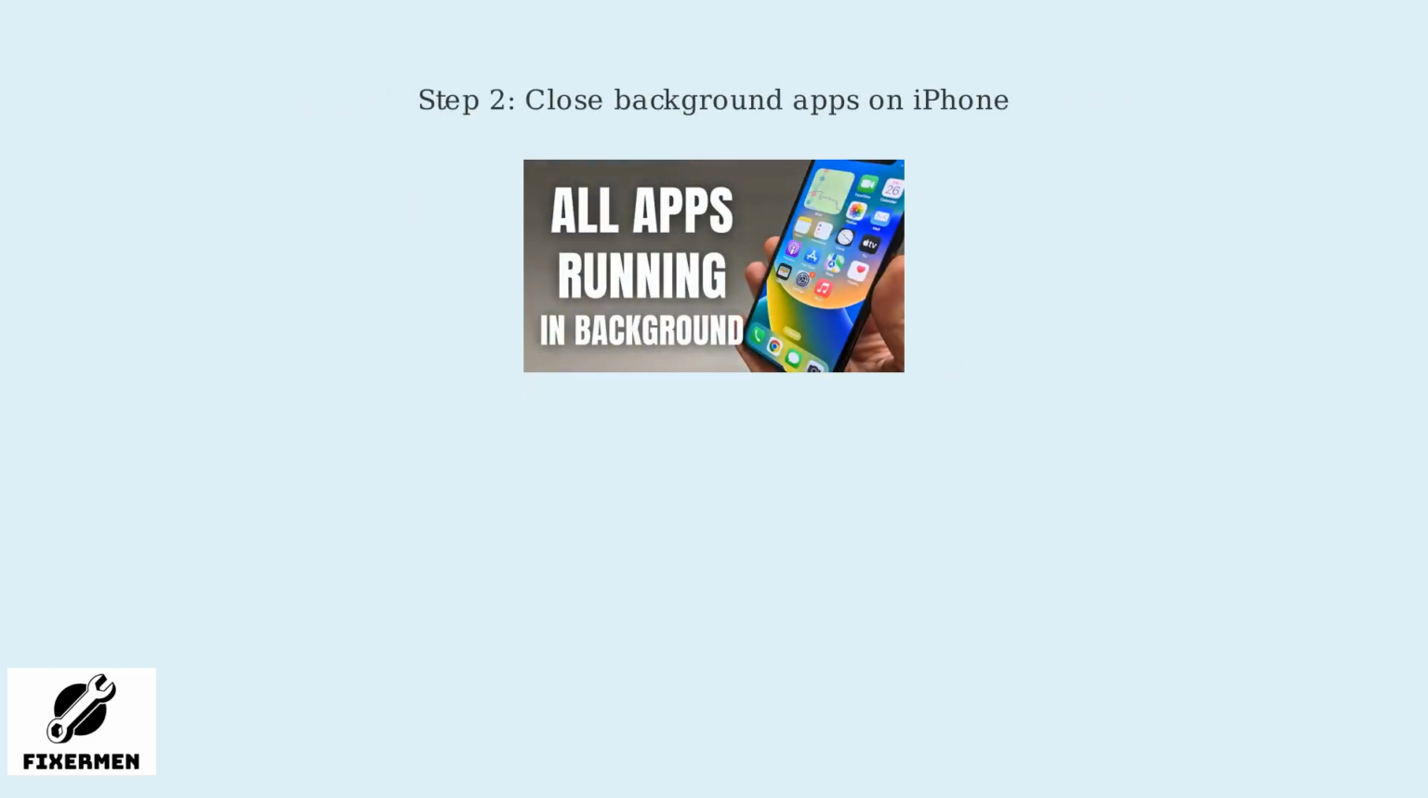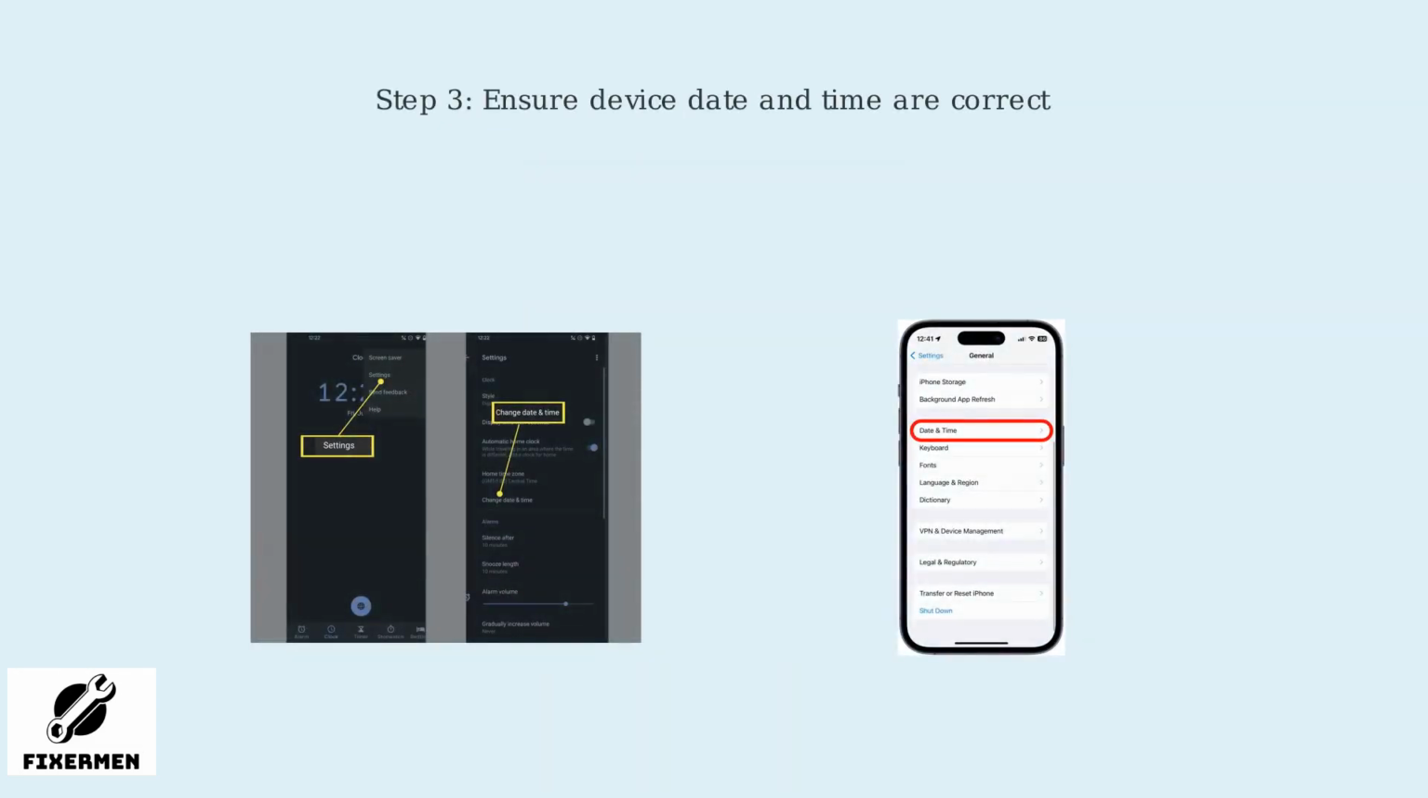Next, on iPhone, close apps running in the background. iOS restrictions on background processes can halt Outlook syncing, so clearing these helps. Finally, ensure your device's date and time are set correctly. Incorrect settings can cause synchronization conflicts, as Outlook relies on accurate timestamps for syncing.